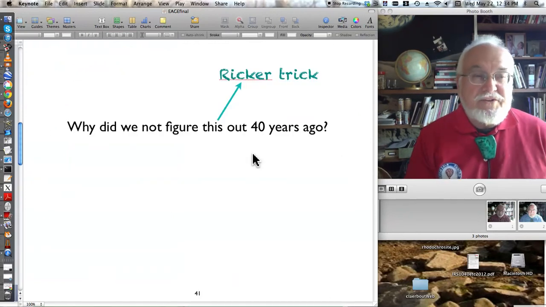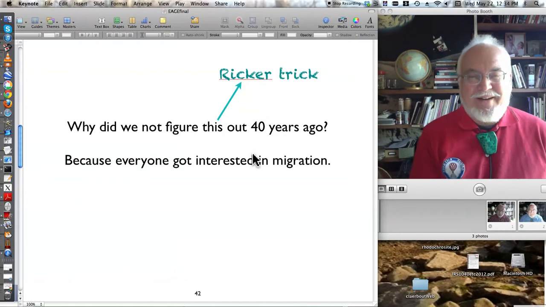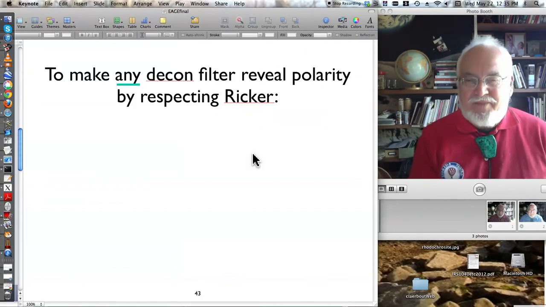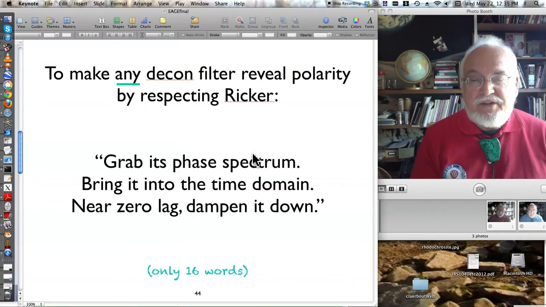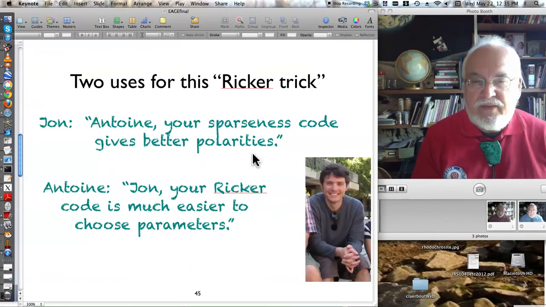So why didn't we figure this out 40 years ago? Well, everybody got interested in migration. I did too. To summarize the story here: you can take anybody's deconvolution filter and make it reveal polarity a lot better if you make it respect Ricker compliance. What you have to do is take the phase spectrum, bring it into the time domain, and near zero lag, dampen it down. That's it, 16 words. You can walk out of my talk now, and if you remember those 16 words, you remember the whole talk.